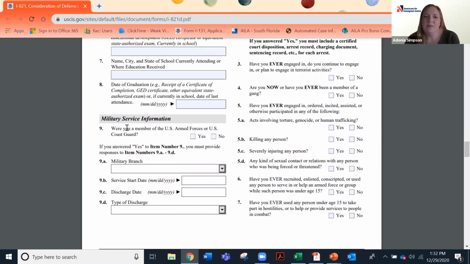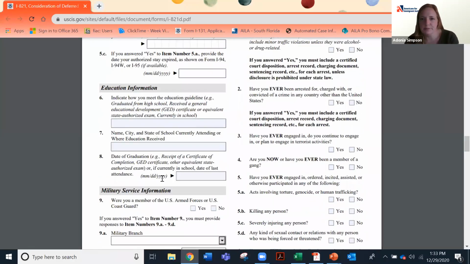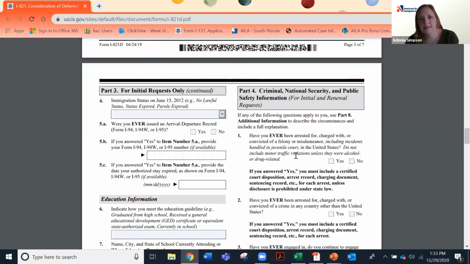For some reason, if you were in the military service, you can indicate that here. We don't see a whole lot of DACA applicants that were in the U.S. Armed Forces given some recent policies, but it could happen. So if that does apply to you, make sure you're filling in all the branch and service dates and discharge information.